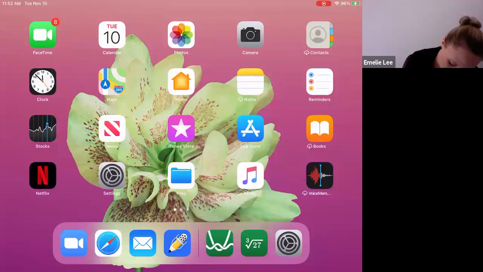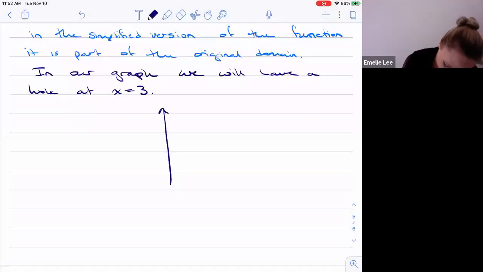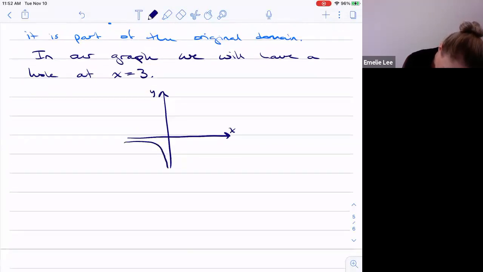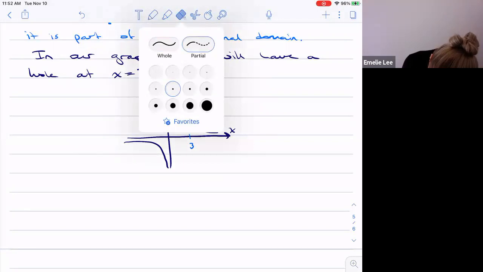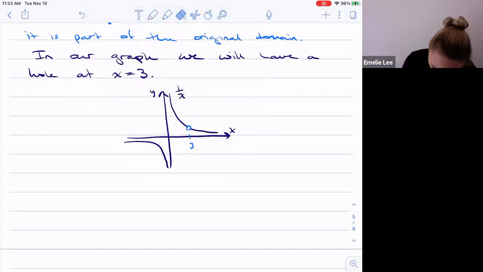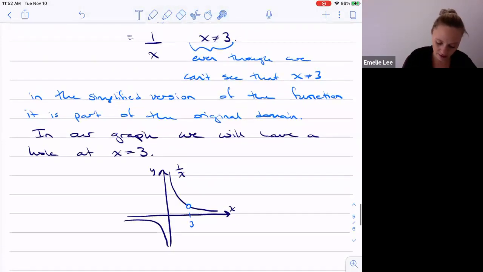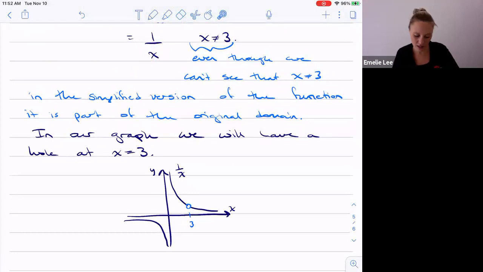But what we get is this graph of 1 over x with a hole at x equals 3, and I'm going to just erase this here like that. So it ends up looking like our simplified function 1 over x, but it's got this hole at x equals 3. Yeah, right there.